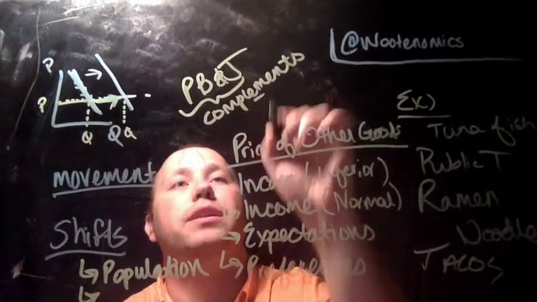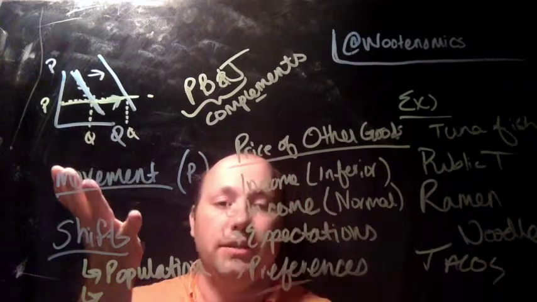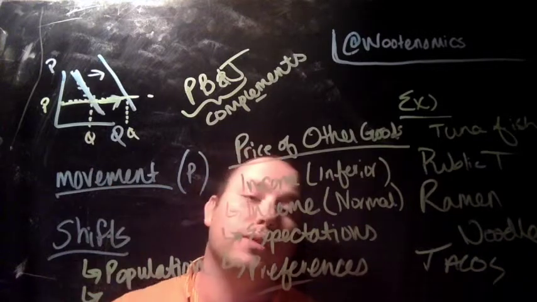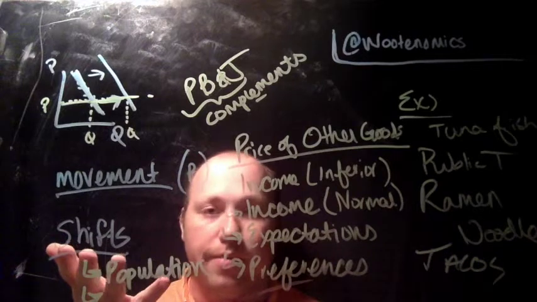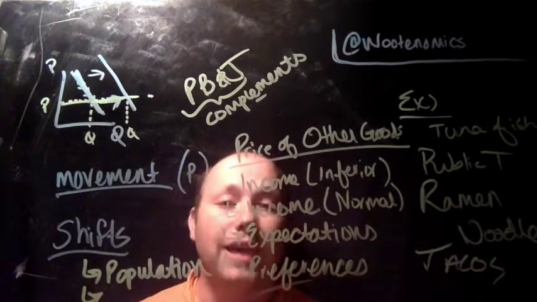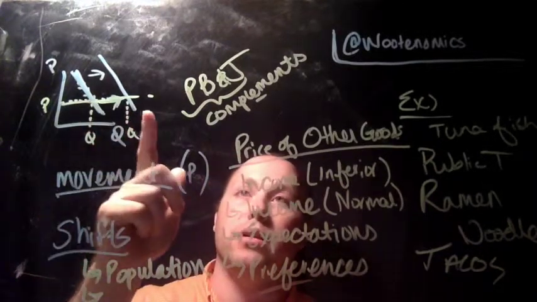Right? That's complements with an E. Right, so as the price of jelly rises, I want less peanut butter. As the price of Oreos rise, I want less milk. As the price of chocolate rises, I want less strawberries to dip them in. Right, complements. Two items that you typically consume together. When the price of one thing changes, it's going to shift my demand curve.